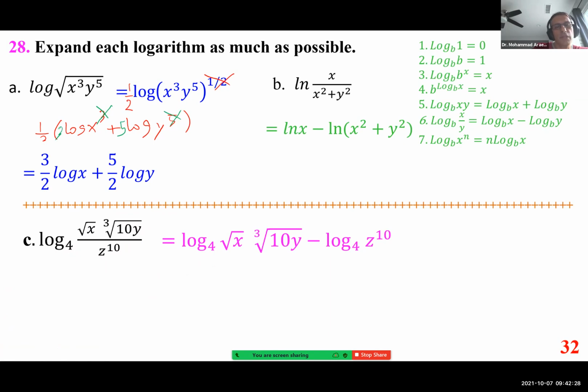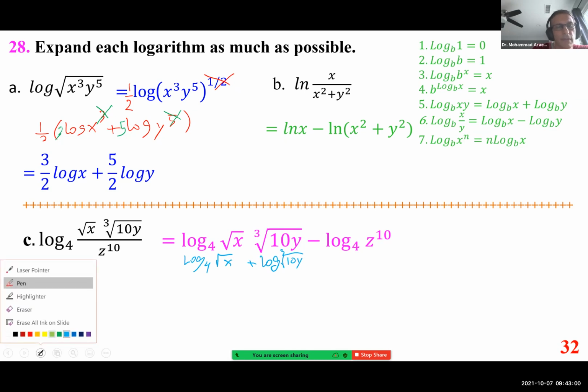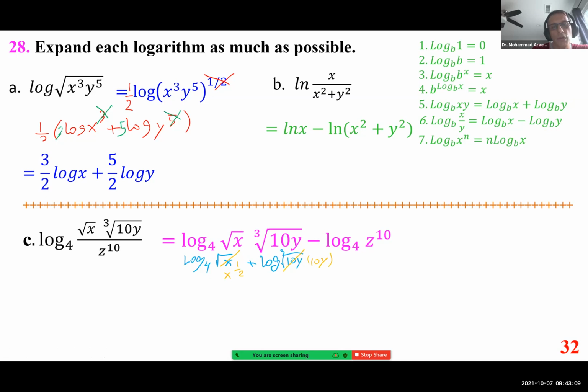So we are going to separate them into log base 4 of square root of x plus log 10y cubed root. So I'm looking at these two pieces. We don't have to worry about the third piece. The third piece is very simple. 10 sits in front, and that's done. And we can rewrite this square root of x as x to the power of 1/2, and we can write this one as 10y to the power of 1/3.